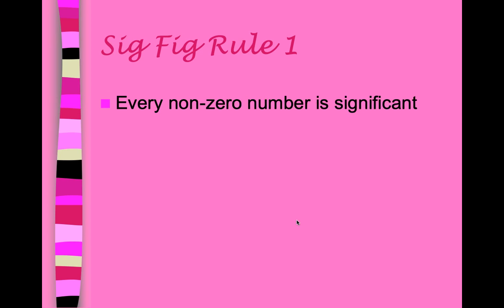Rule number 1. If you're looking at a number and trying to decide if it is considered significant or not, significant means: is it a number that makes the measurement more specific or more exact? So if it's not a zero, it's making the number more specific. Like 234 milliliters is a very specific measurement. It's got what would be considered 1, 2, 3 sig figs. So that's what I mean by non-zero is significant.